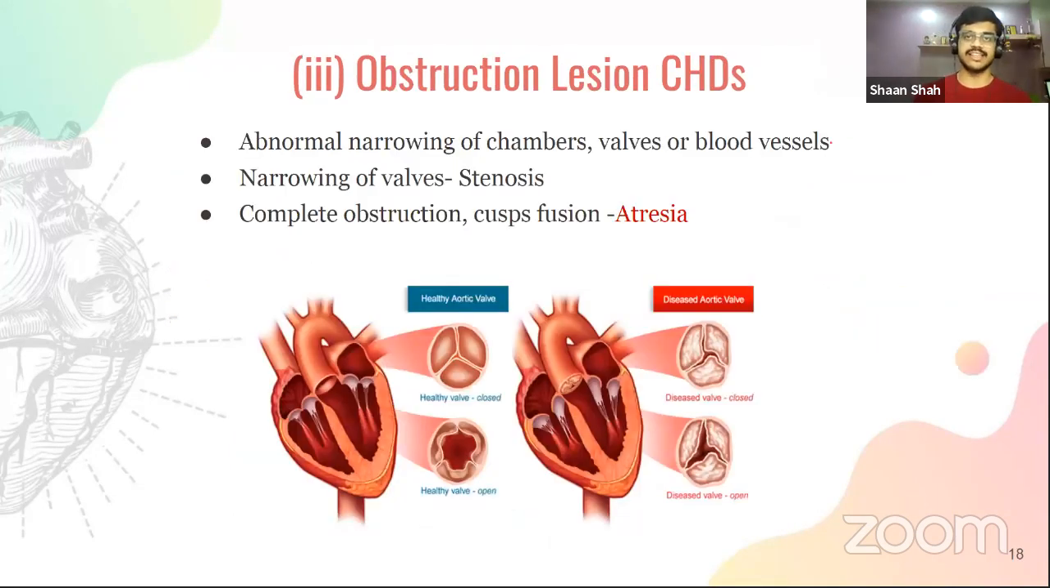And the third category is the obstruction lesion CHD. Obstruction means abnormal narrowing of chambers, valves, or blood vessels. The narrowing of valves we all know is stenosis, or there may be complete obstruction or fusion of the cusps, leading to a condition which is known as atresia. Here you can see a healthy aortic valve, closed and open, and a diseased aortic valve, closed and open. This is a condition of aortic stenosis. There may also be pulmonary stenosis and critical coarctation of aorta that are included in obstructive lesion CHDs.